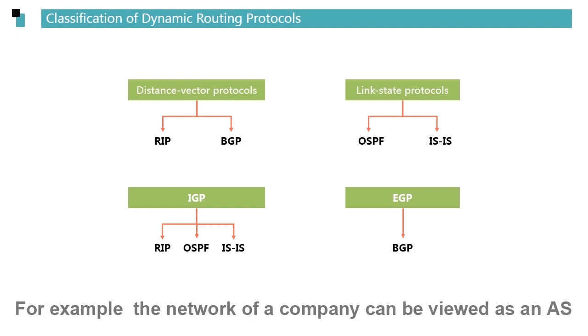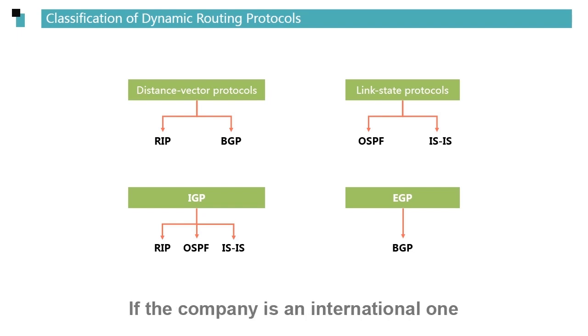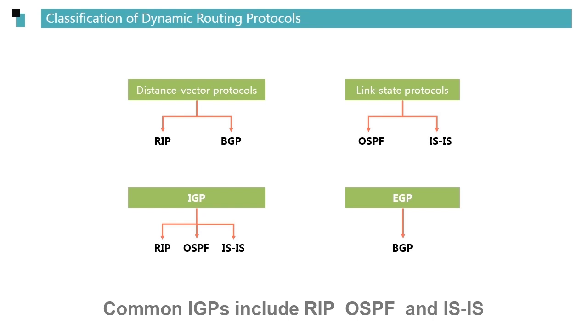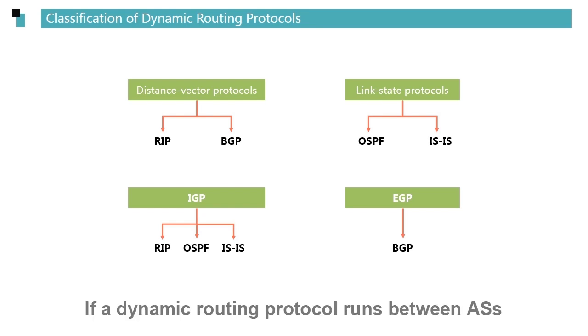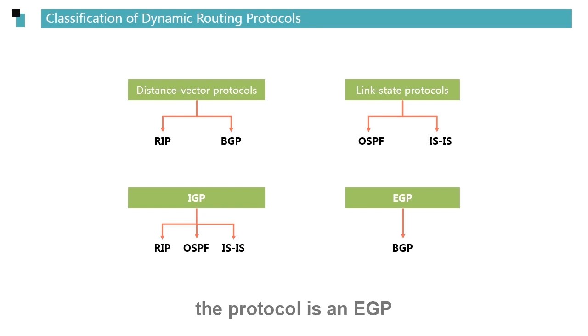For example, the network of a company can be viewed as an AS. If the company is an international one, each branch of it can be viewed as an AS. Common IGPs include RIP, OSPF, and IS-IS. If a dynamic routing protocol runs between ASs, the protocol is an EGP. BGP is the most common EGP.